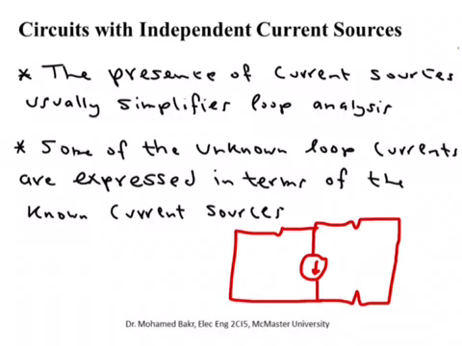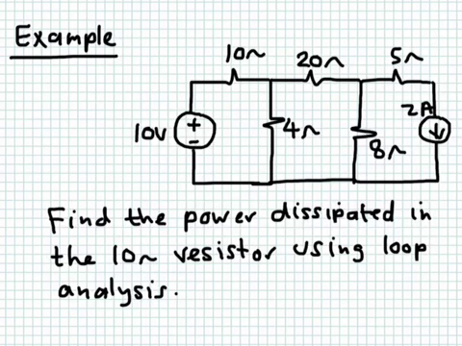But for now, I'll show you one example of how a current source has the potential to reduce the number of equations. Okay, so here we have a circuit. It has an independent voltage source, an independent current source and a number of resistors. We would like to find the power dissipated in the 10-ohm resistor, so in this resistor here, using loop analysis, also called mesh analysis. Both of them are the same.